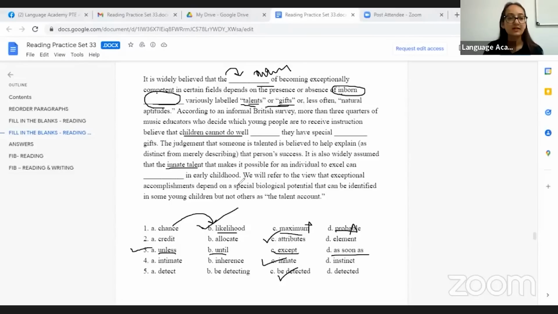The first one: chance, possibility, likelihood. The least academic option is chance, more academic is possibility, and the most academic is likelihood. Second answer should be plural, that is why it is attributes, others are singular. Third one, they cannot do well unless they have a special gift. So unless means this is the condition to do well in life. And special, which gifts is the topic going on? Innate gifts means something you are born with. And then we can detect these talents in early childhood. So we can say can be detected in early childhood.